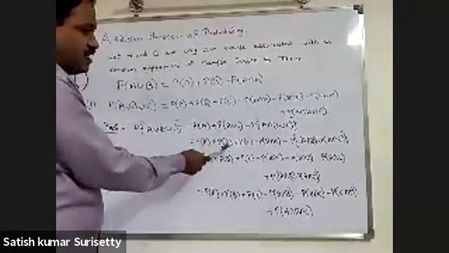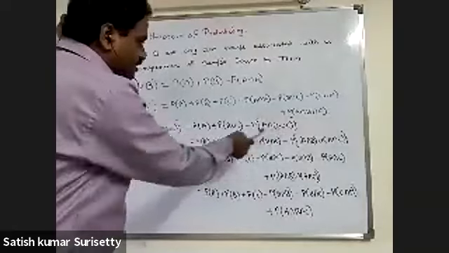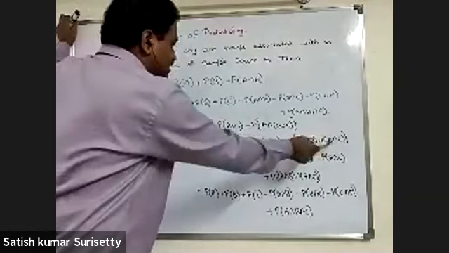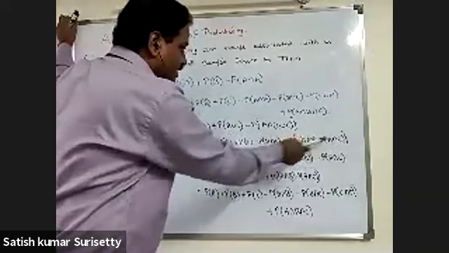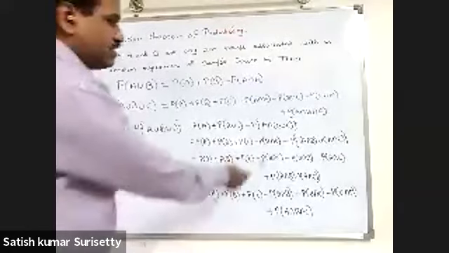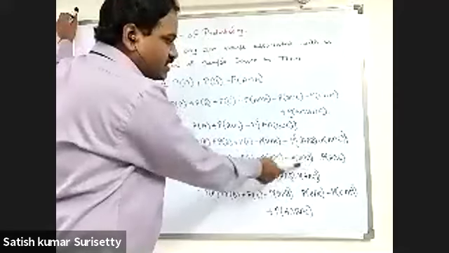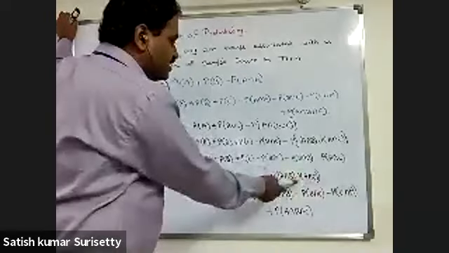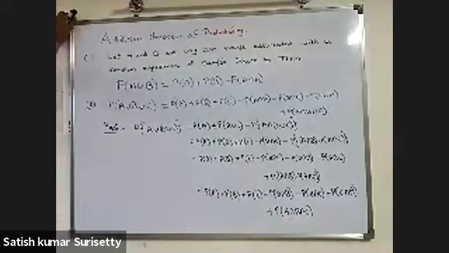Now again, probability of B union C will be the same as probability of B plus probability of C minus probability of B intersection C. Here you need to apply the distributive property: (A intersection B) union (A intersection C). Again, A intersection B is one event and A intersection C is another event, so apply the same property again. So probability of A plus probability of B plus probability of C minus probability of B intersection C minus probability of A intersection B minus probability of A intersection C plus probability of (A intersection B) intersection (A intersection C), but this will be the same as A intersection B intersection C.